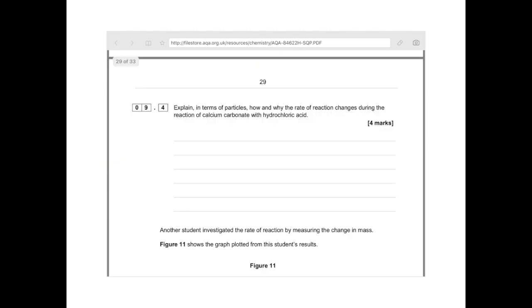9.4, explain in terms of particles how and why the rate of reaction changes during the reaction of calcium carbonate with hydrochloric acid. So we know right at the beginning the rate of reaction is going to be very high, but then as the reaction continues, the rate of reaction will decrease. The reason being that the acid particles will be used up, which means that their concentration decreases. With decreased concentration, we get less frequent collisions, and therefore the rate of reaction decreases.